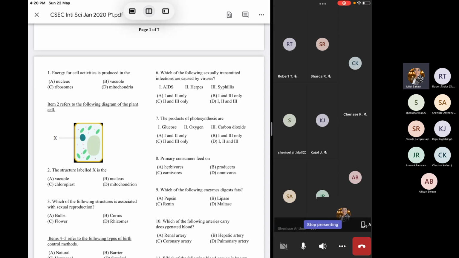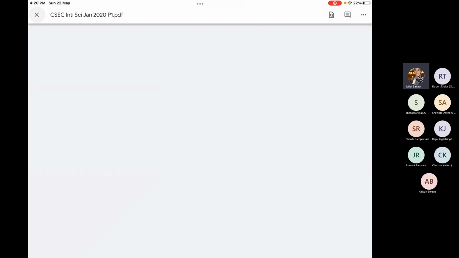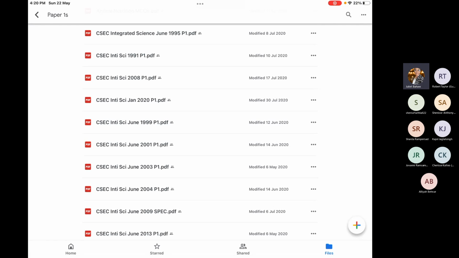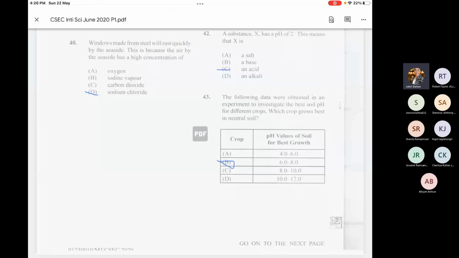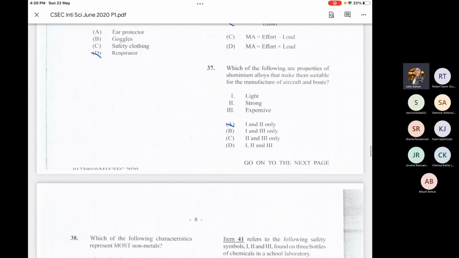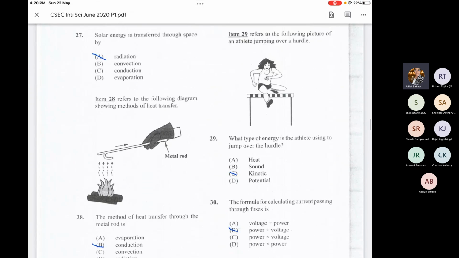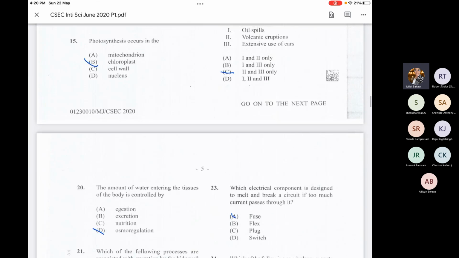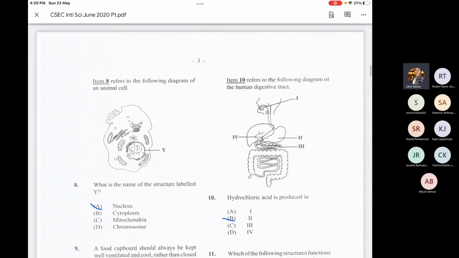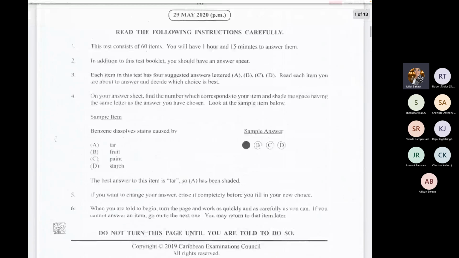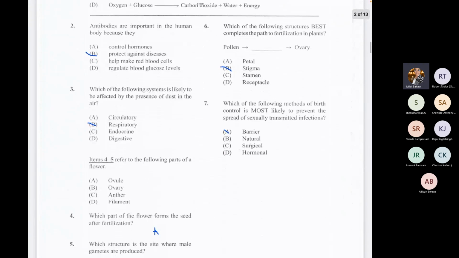Now you will notice when you go to the folder, you will also see the June 2020. But when you click on it, you will see answers, which I didn't want, but this is what we have to work with. Pretend as though you're doing it without the answers. You don't have to do this one right now.